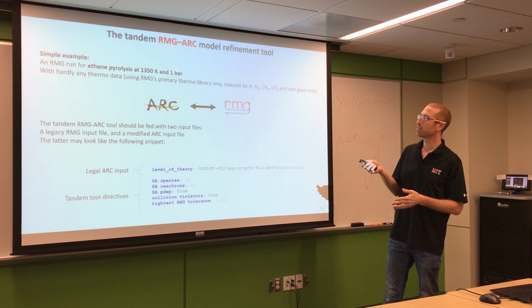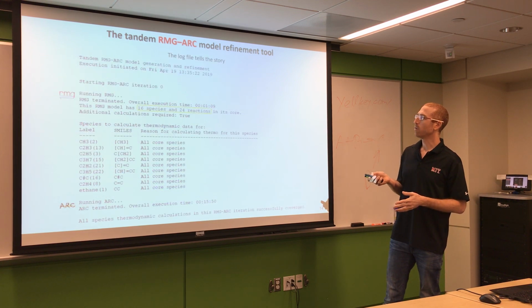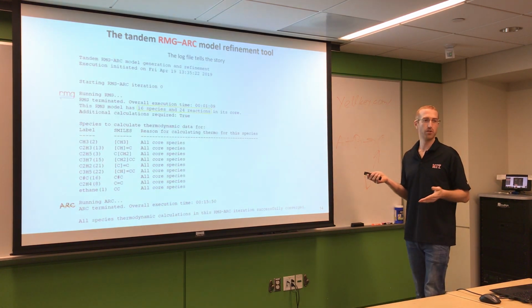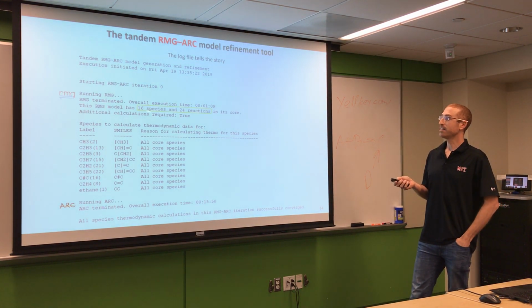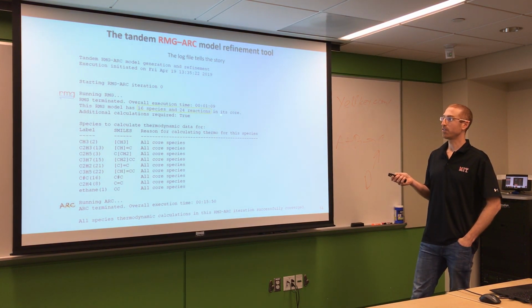Ethane pyrolysis at these conditions. So once RMG terminated, it took just over a minute to do ethane pyrolysis. It says it has 16 species and 24 reactions in the core.